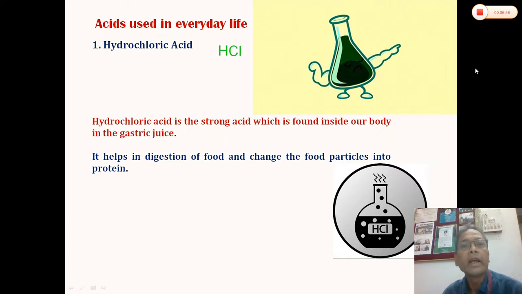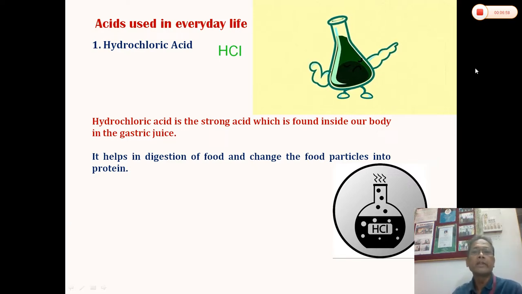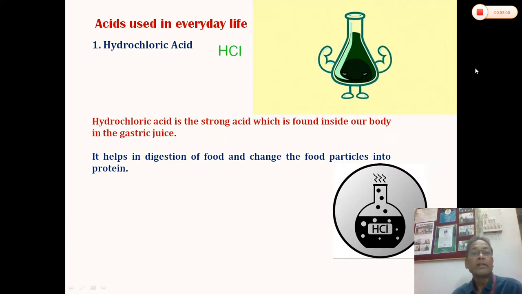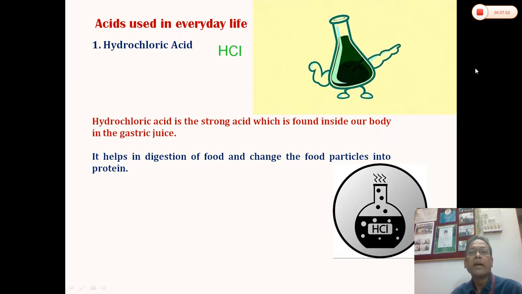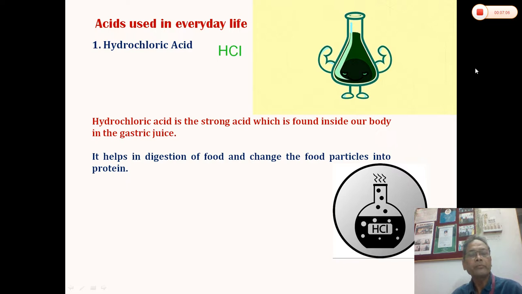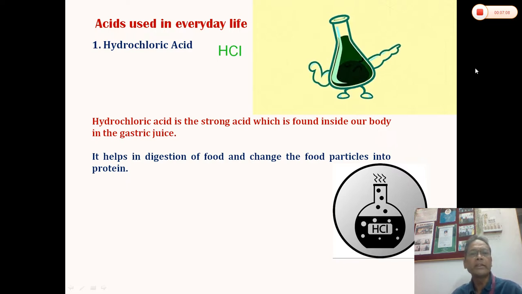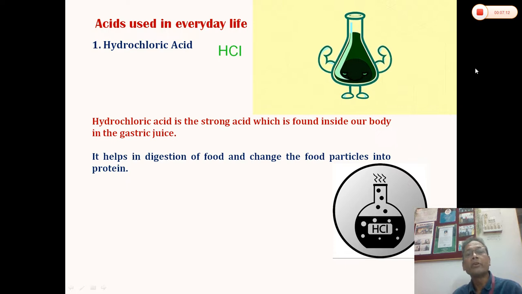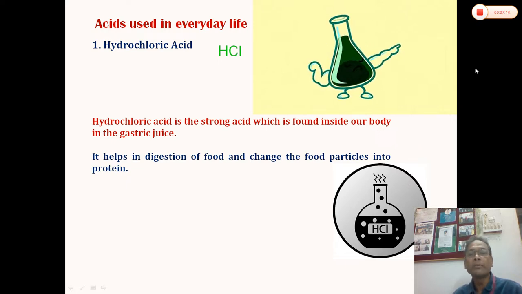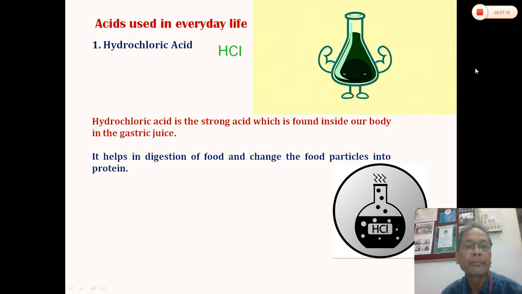Acids used in everyday life. The first one is hydrochloric acid. Even we are generating the hydrochloric acid in our body as gastric juice. Hydrochloric acid is a strong acid and it helps in the digestion of food and change the food particles into protein in our metabolic reactions.